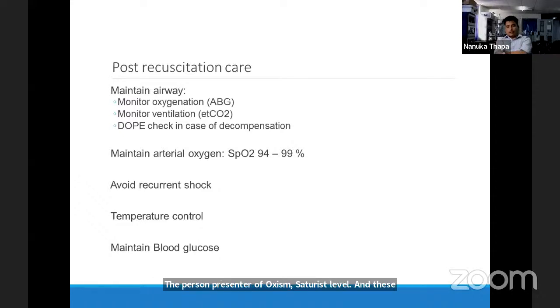And ventilation monitoring can be done if there is any CO2 retention or CO2 washout, that can be shown in our ETCO2 monitor. Then in the meantime, if any patient, either after cardiac arrest or those patients who have already been ventilated, is having persistent desaturation or the saturation is dropping along with bradycardia, at that time we need to think of the new acronym DOPE. DOPE stands for D for displacement of the tube, O for obstruction of the tube, P for pneumothorax, and E for equipment failure.